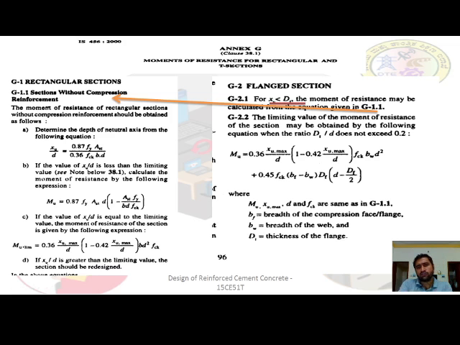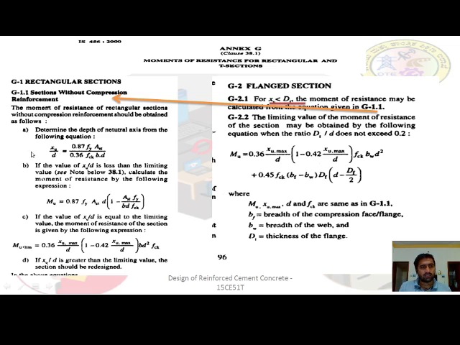I have given you the clip from the IS code. In annexure G, page 96, there is a heading called flanged section. In G 2.1, if XU is less than DF, then the moment of resistance may be calculated by the equation G 2.1.1. This is actually case 1. So if XU is less than DF, we use this formula to calculate XU, and this formula to calculate the moment.